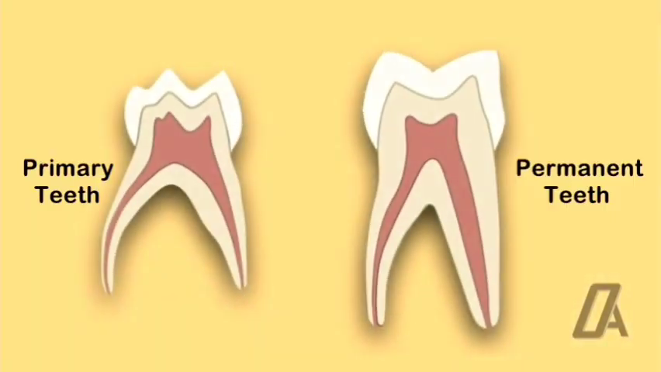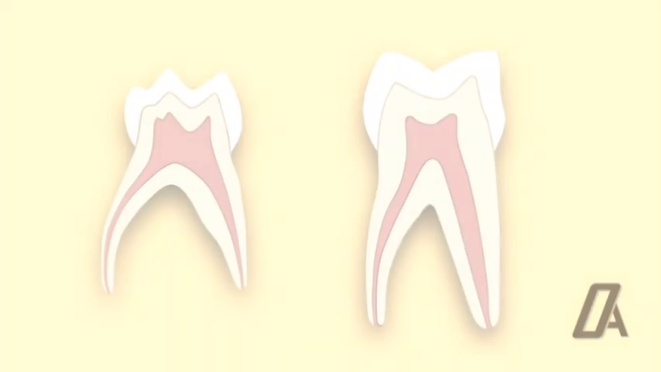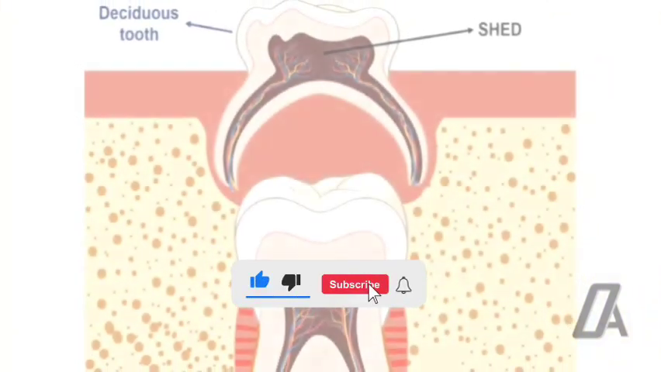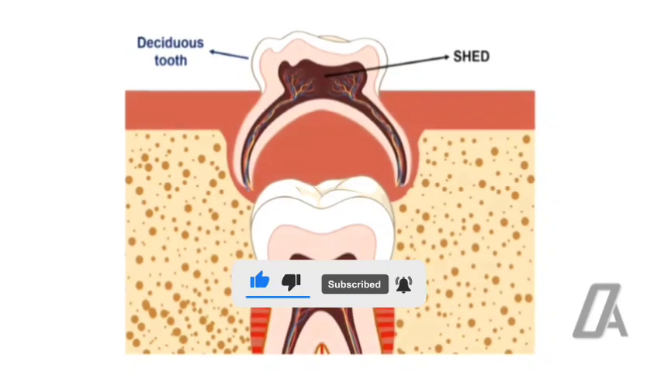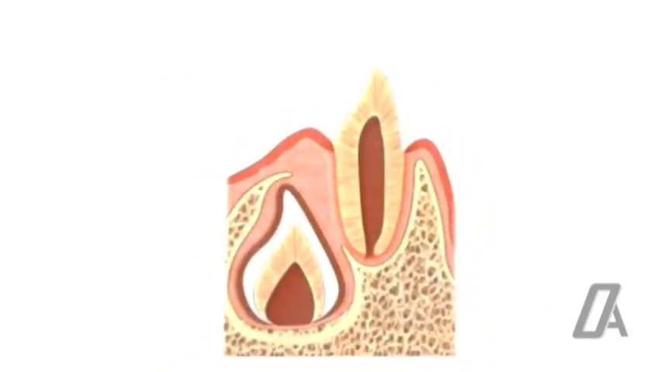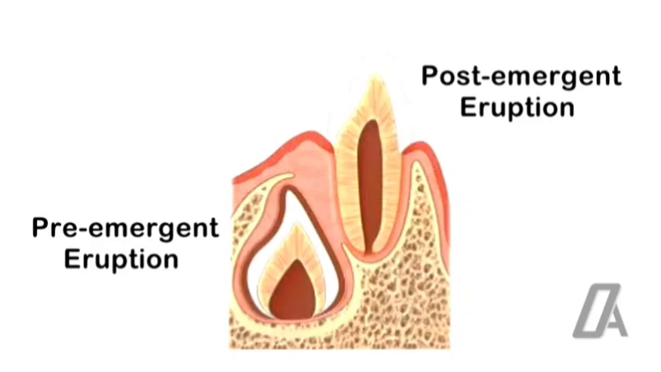The process of eruption is similar for both primary and permanent teeth. The only main difference is that when a permanent tooth erupts, it causes the root of the primary tooth above it to resorb, which is why primary teeth eventually become loose and fall out. According to William R. Prophet, tooth eruption happens in two main stages: pre-emergent eruption and post-emergent eruption.